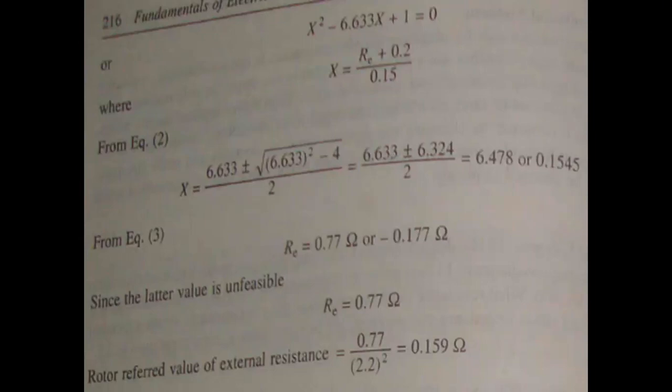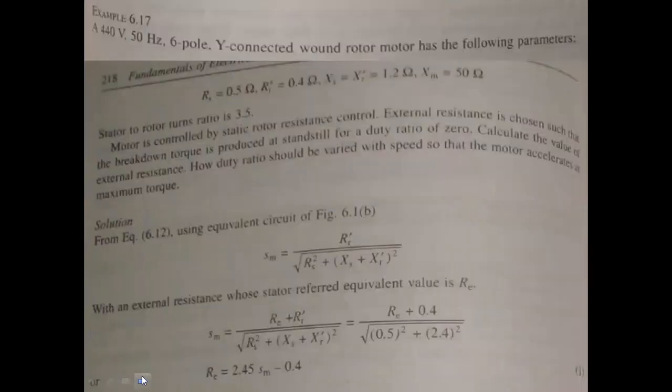You are already familiar with the formulas. R2 dash means R2 by K square, like that. So the rotor referred value of the external resistance is 0.77 into 1 by K square. You will get 0.159 ohms. This is the first problem.